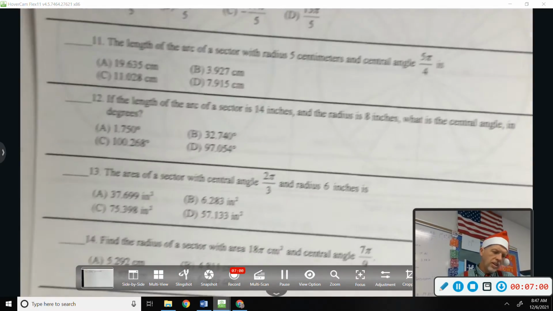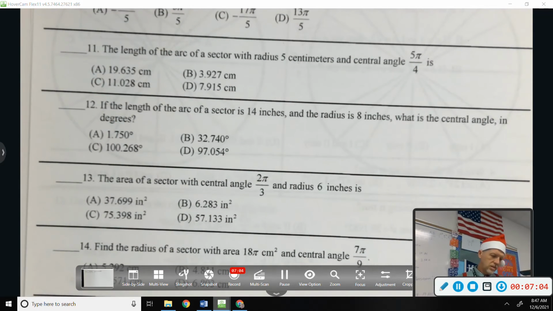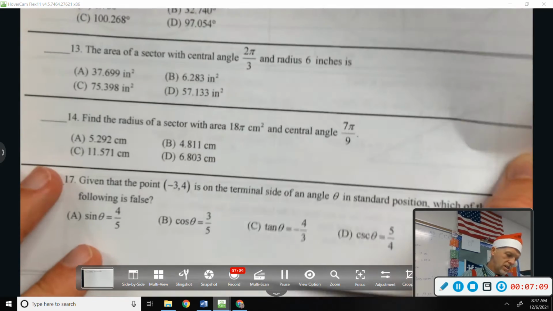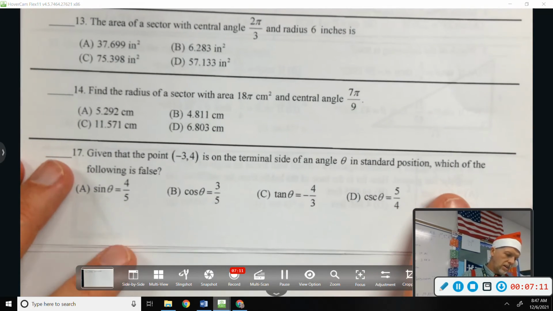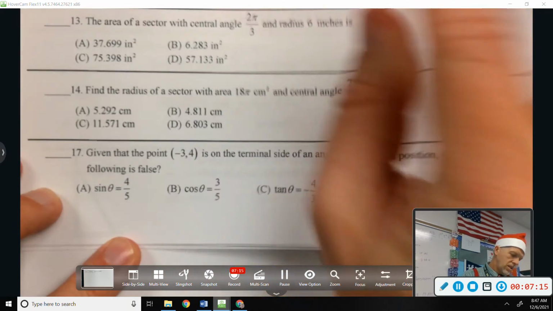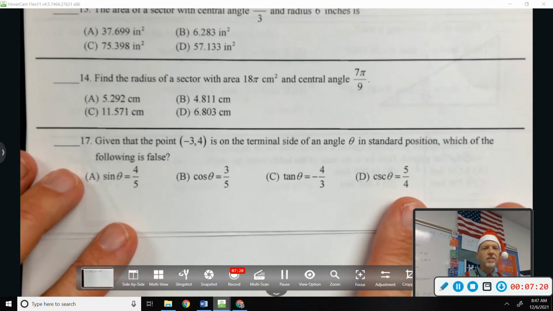What other questions? A couple of puzzle problems. We haven't done arc length and sector area in a while. Do we need to do one of those? Could you use the sector formula? How about number 18 or 14, excuse me. Also 15 and 16 somehow aren't even on there, but let's do 14.